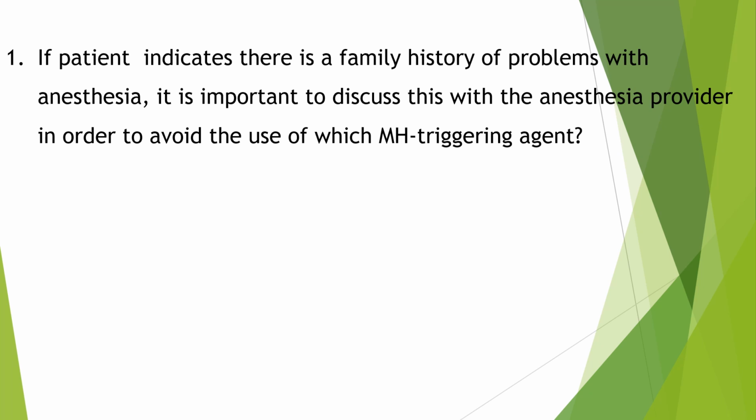Myoglobinuria is another early sign. In myoglobinuria, the patient's urine turns from dark amber to brown in color. But hyperthermia, the classic sign of MH, is usually a late sign. These are certain things you need to understand.